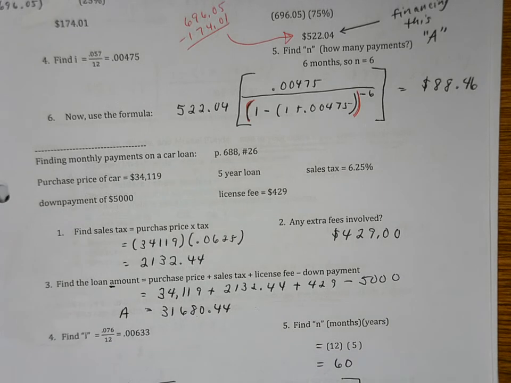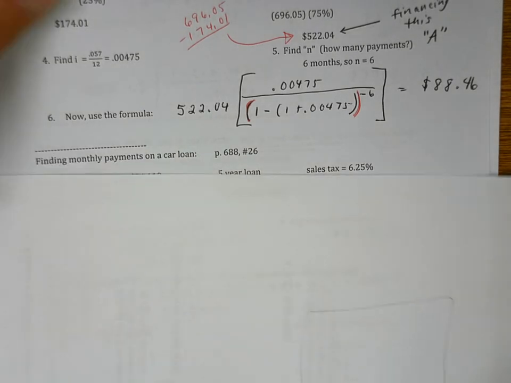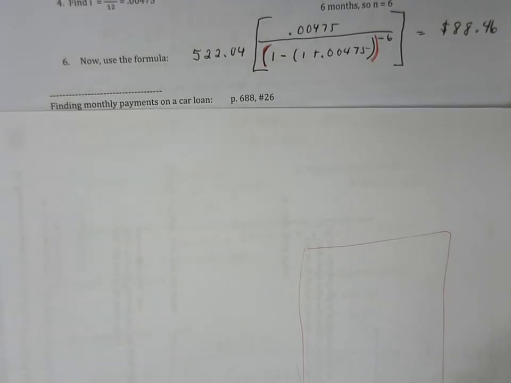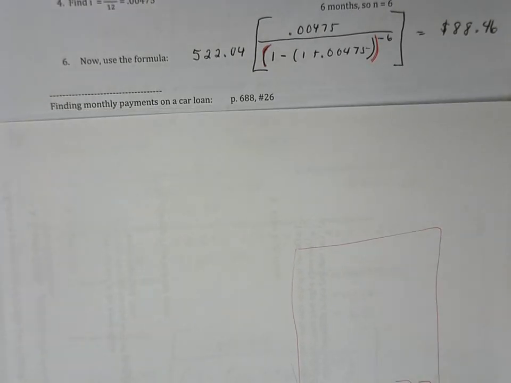All right. Now, moving right along, we're going to do the next example. We're going to do page 688. We're going to do problem number 26. So, please turn off the video right now. Pause me. I would probably read this problem 2 or 3 times. There's a lot going on.